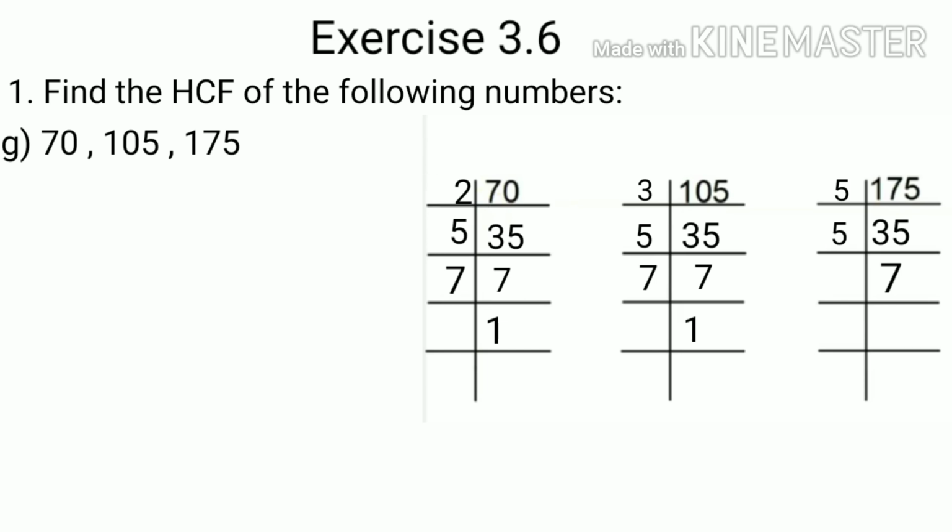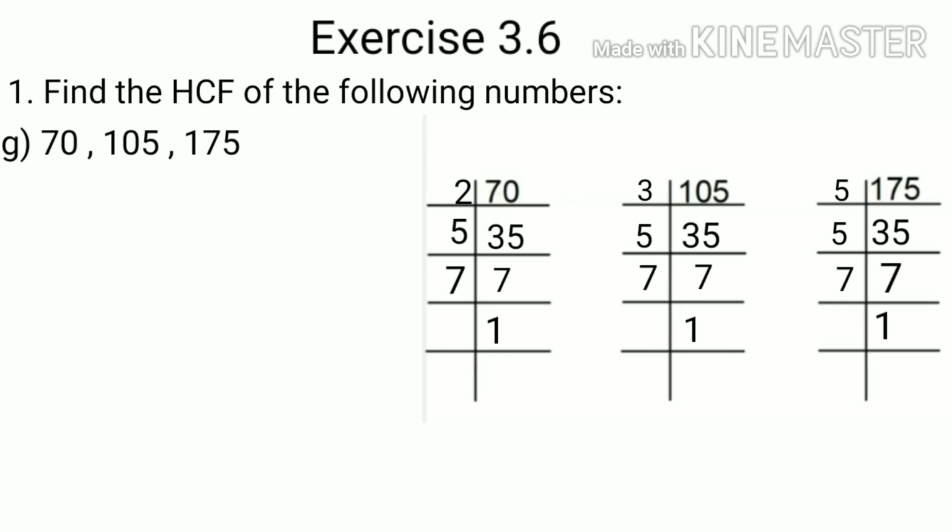And since 7 is a prime number, it is divisible by 7 only, and we will get 1 as the quotient. So the prime factorization of 175 is also done. And the prime factors of 175 are 5, 5 and 7. Now we will represent these 3 numbers in terms of their prime factors.